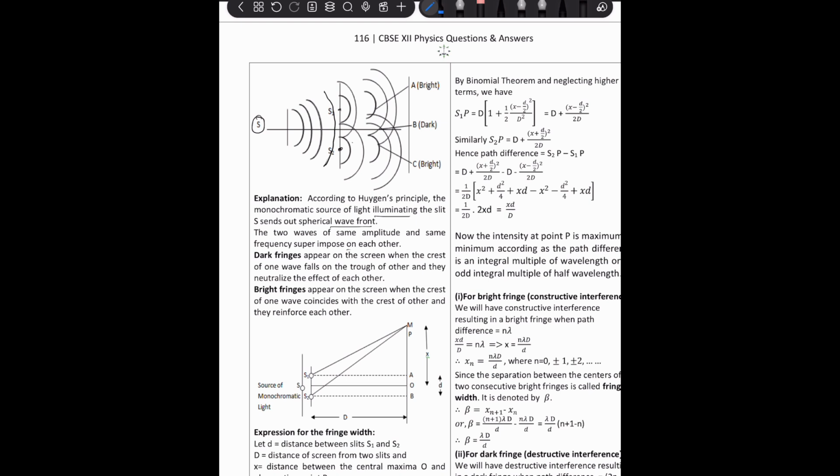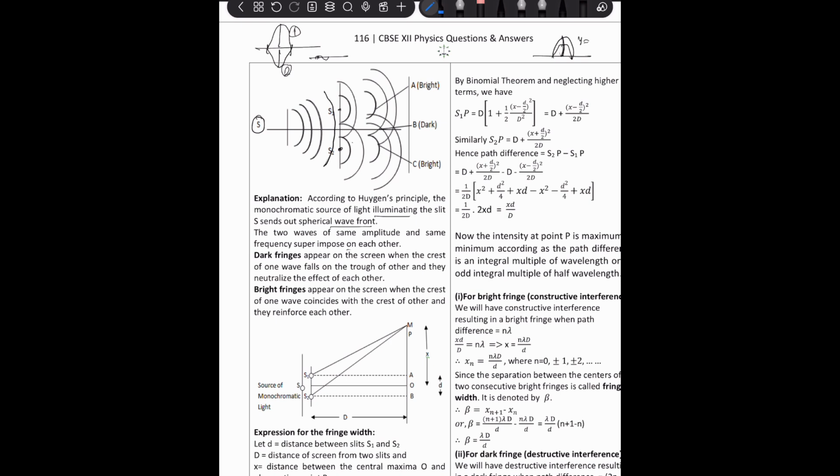Dark fringes appear on the screen when the crest of one wave falls with the trough of the other. This is wave 1, this is wave 2. So it is out of phase interference. Automatically, as per the superposition principle, the amplitude nullifies. So we get a less intensity pattern here, which means destructive interference.